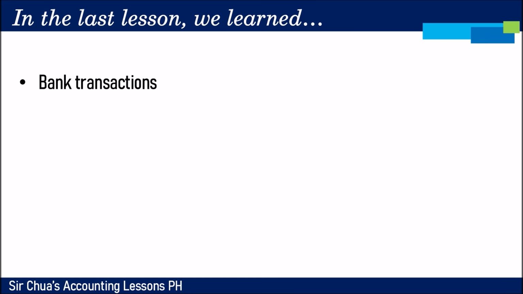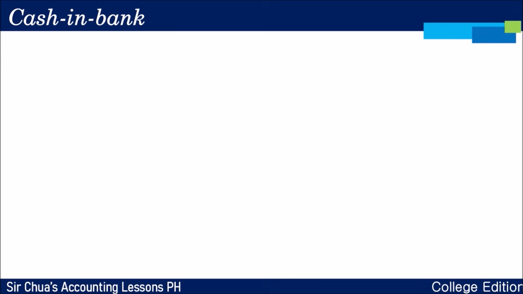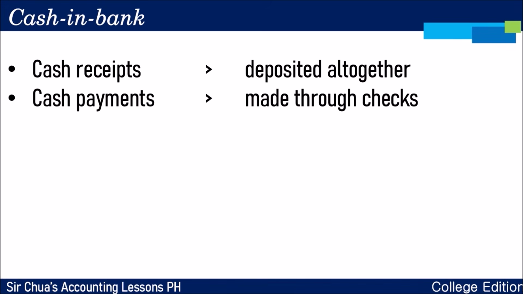Let's start. So, cash and bank. Always remember that cash receipts or cash collections by the company should be deposited intact altogether. It's actually a control mechanism of the company. And then, cash payments of the company should be made through checks.